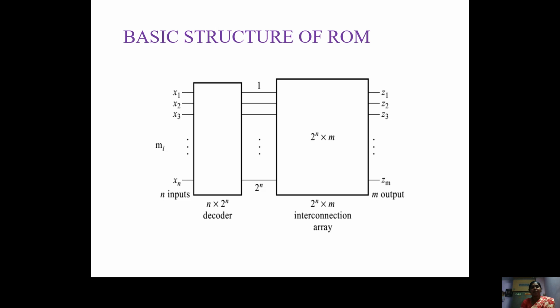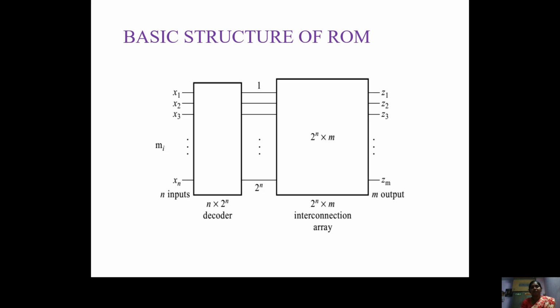Whereas the ROM is able to hold 2 power n by m. So this is the capacity of ROM. Here 2 power n means it is possible to select 2 power n values from the ROM by using the address lines. That is why decoding is necessary. For that, a decoder has been used in the structure of ROM.